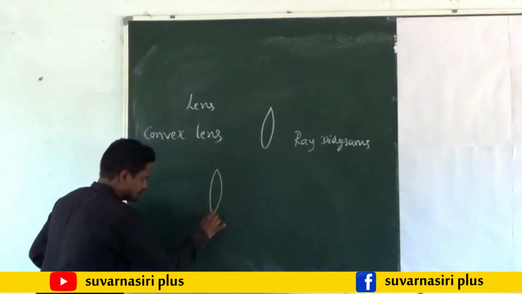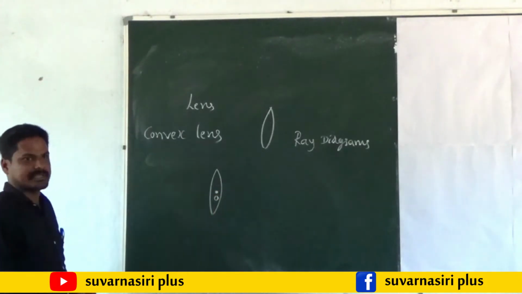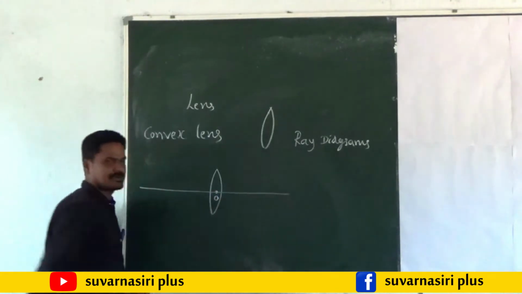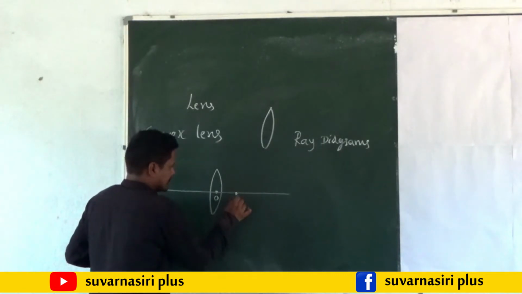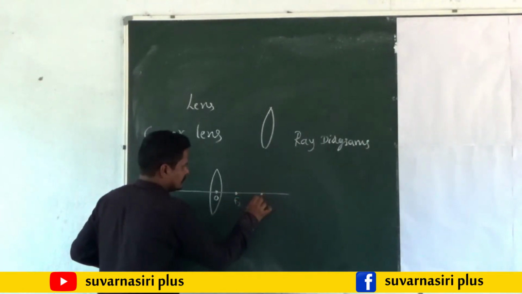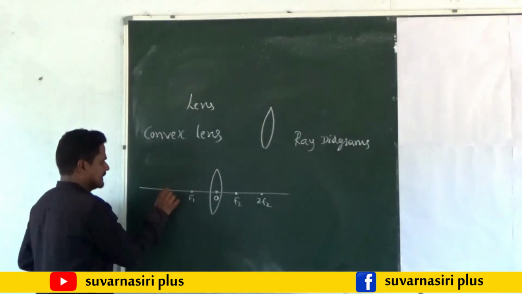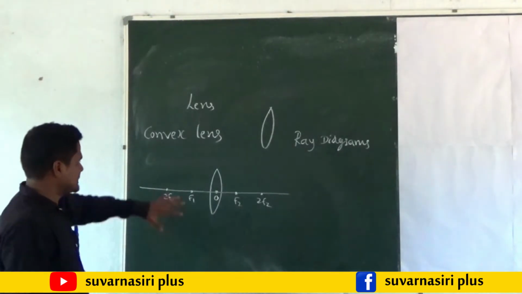This is O, it is called the optic center. A line passing through the optic center is called the principal axis. This one is F2 and 2F2. This one is F1 and 2F1. So these are the basic terms.